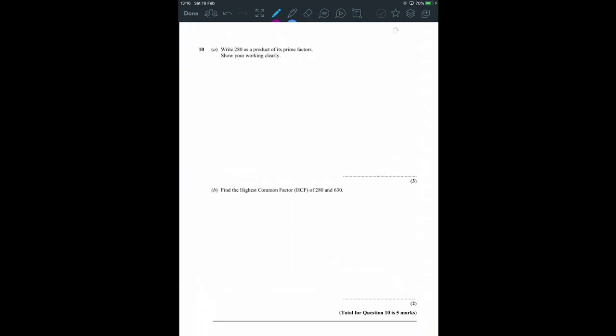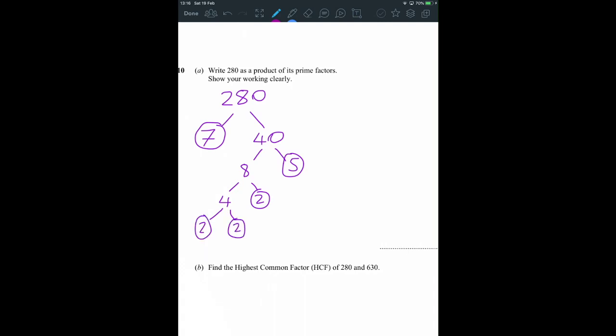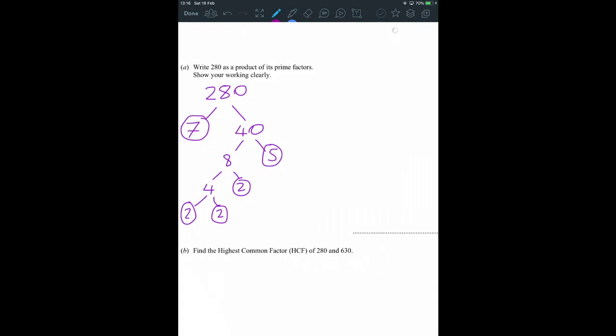Question 10. Write 280 as a product of prime factors. You can either use the chimney or the factor tree. I'm quite keen on the factor tree. 28 I recognise as 7 times 4, so 280 is 7 times 40. 7's a prime, 40 is 5 times 8, and then finally 8 just splits into a bunch of 2's. Doesn't matter which order you combine them, but the answer now does have to be written as a product. And notice I've combined all my 2's together to write them as 2 cubed.